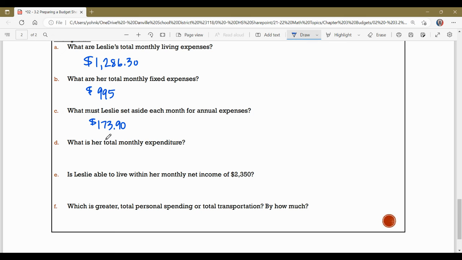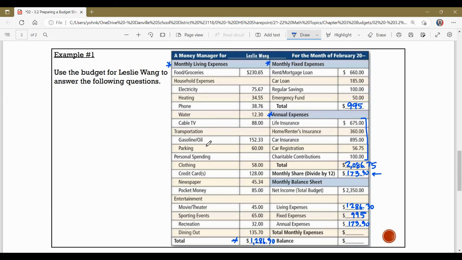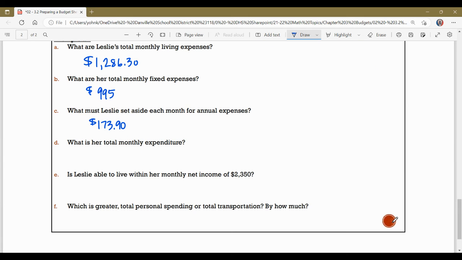All right, letter D. What is her total monthly expenditure? Well, where's that on the table? Total monthly expenditure. That's this right down here. So I need to take the 1286.30, the 995, and the 173.90, and I need to add them up. If I do, I get $2,455.20.